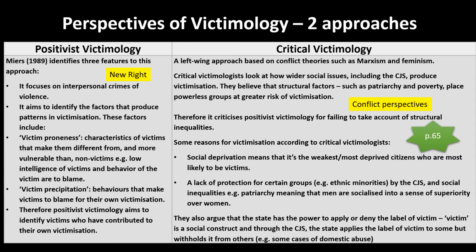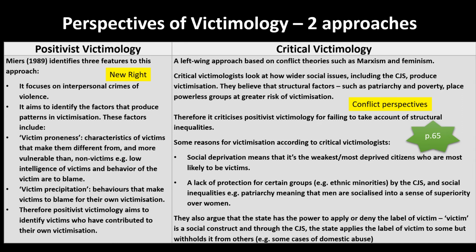So positivist victimology tries to identify who is going to be a victim and what has led them to that. So with precipitation, it might be going out late at night, being drunk, advertising or flashing a phone or some kind of equipment. So again, it's things that could draw attention and make you more likely to be a victim of crime. And again, that's the positivism, very much focusing on the individual and what they have done to either entice or prevent being a victim.